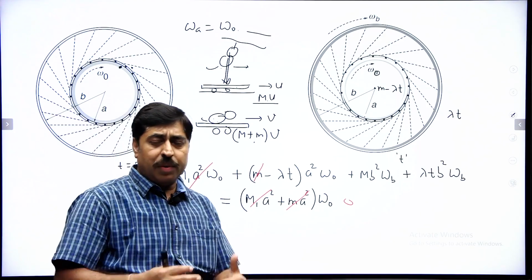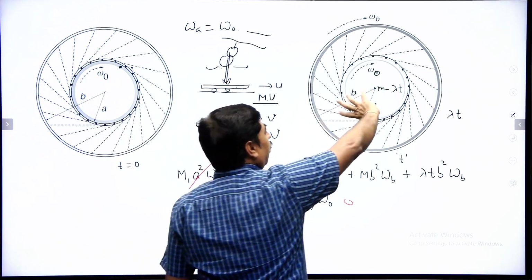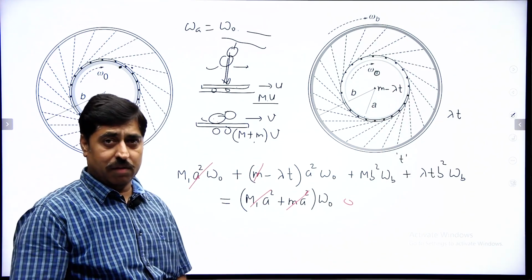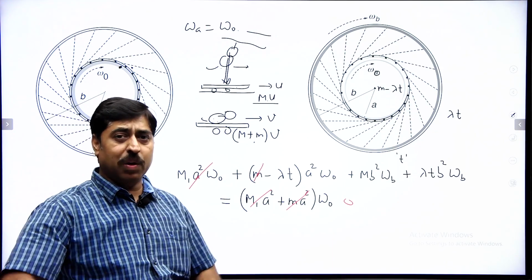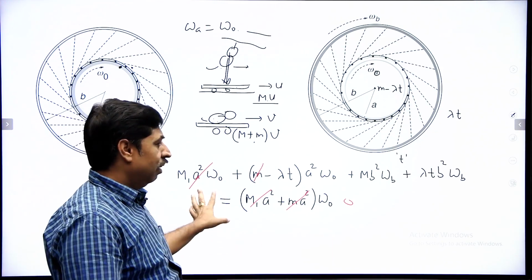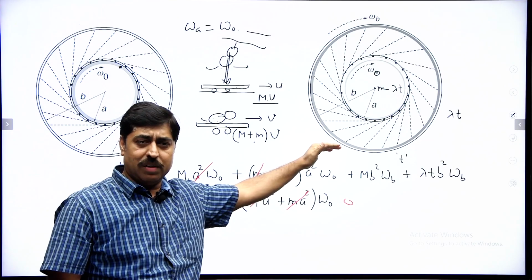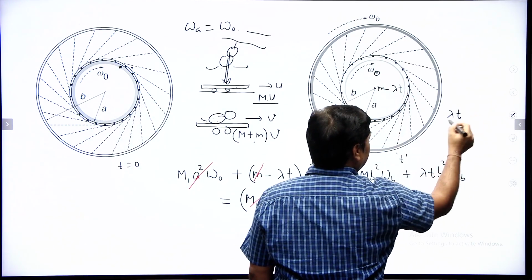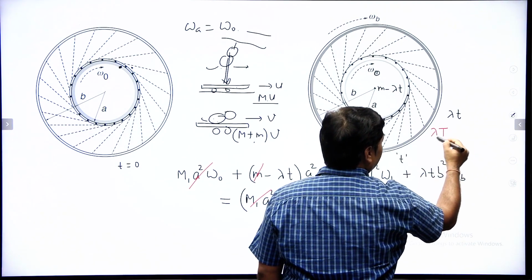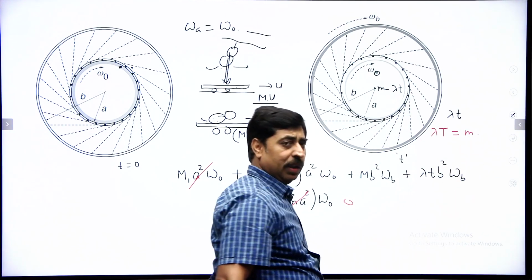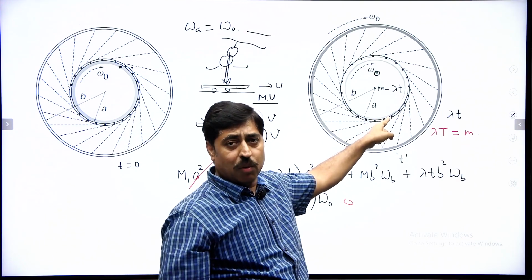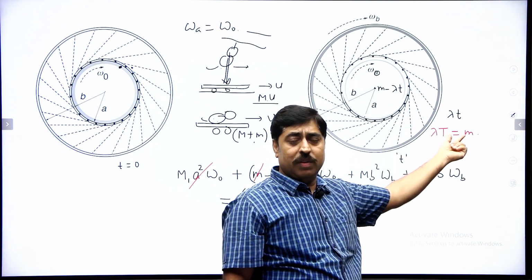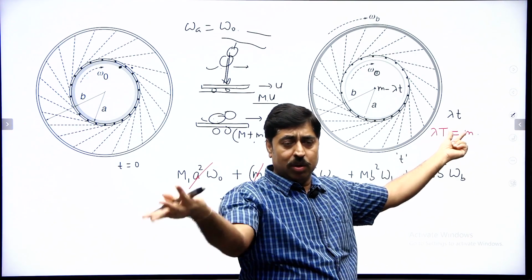Now, after some time, the whole of the sand will get thrown out of this cylinder and it will land onto the outer cylinder. At that particular time, you can again calculate the final angular speed of that cylinder using this same expression, because the whole sand will be ejected at a time t when lambda t is equal to m. Lambda kg per second is being thrown out. In capital T seconds, this much mass of the sand is thrown out. If this is equal to the given mass of the sand, then the whole sand is out.